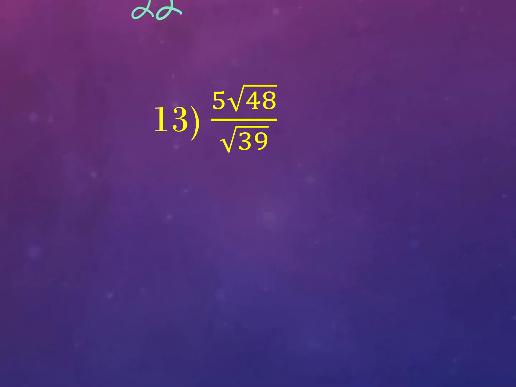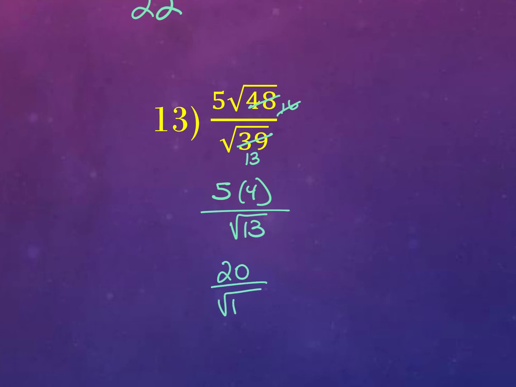Looking at 13, I've got 5 on the outside, 48 and 39 underneath. They're both divisible by 3, so 39 would be 13, 48 would be 16. I get 5 times the square root of 16, which is 4, over square root 13. And I get 20 over square root 13, which again, in just a moment, we're going to learn to rationalize. But for right now, we can leave as it is.